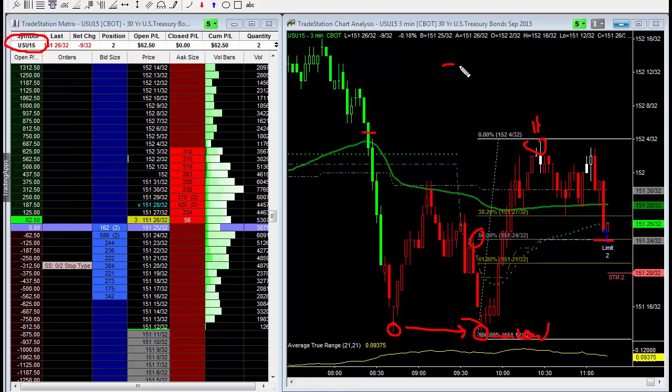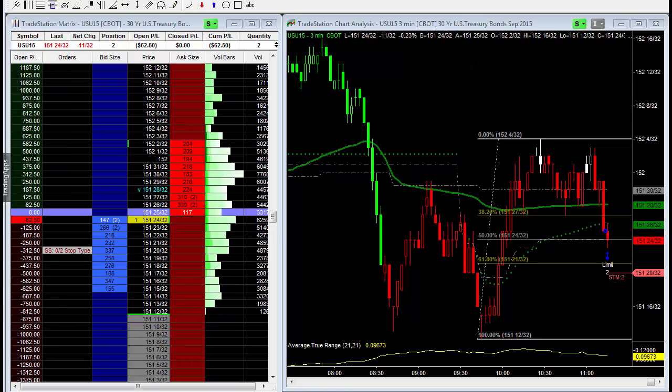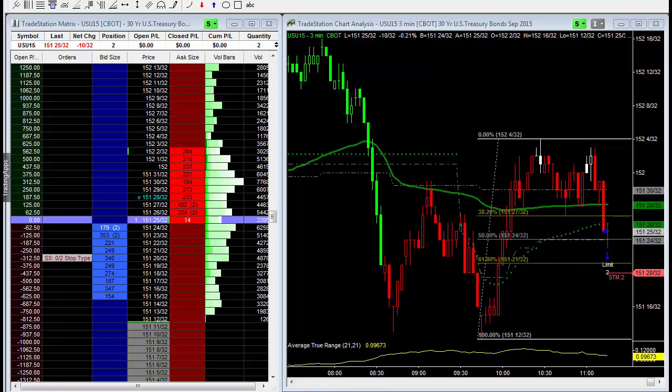Remember, each tick, each minimum price fluctuation is $31.25. So I did 2 contracts, which means each tick, each minimum price fluctuation is $62.50. Okay? And my initial catastrophic stop is pretty tight, at 20. So I'm only risking 5 ticks here, right below that 61.8. I'm right below there. And we'll see if we get a bump up to at least 151.30.